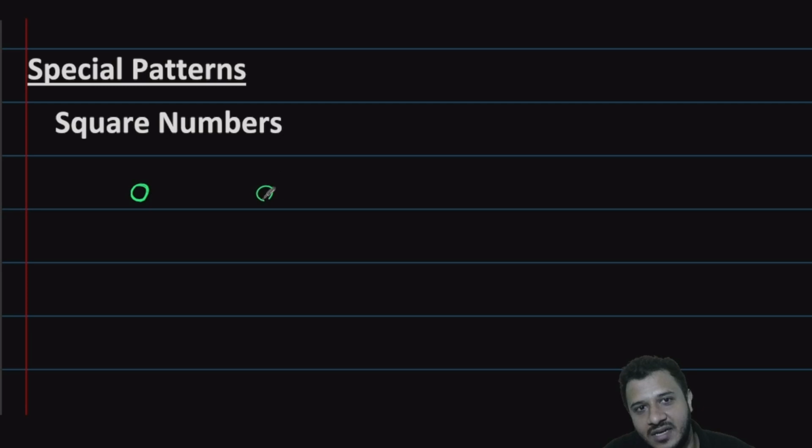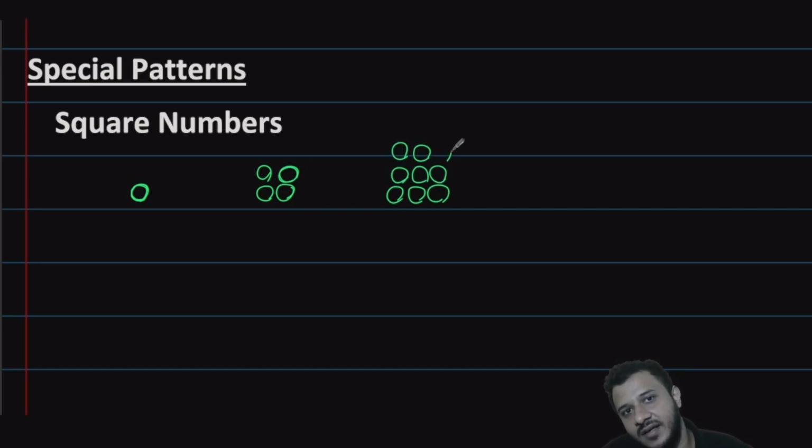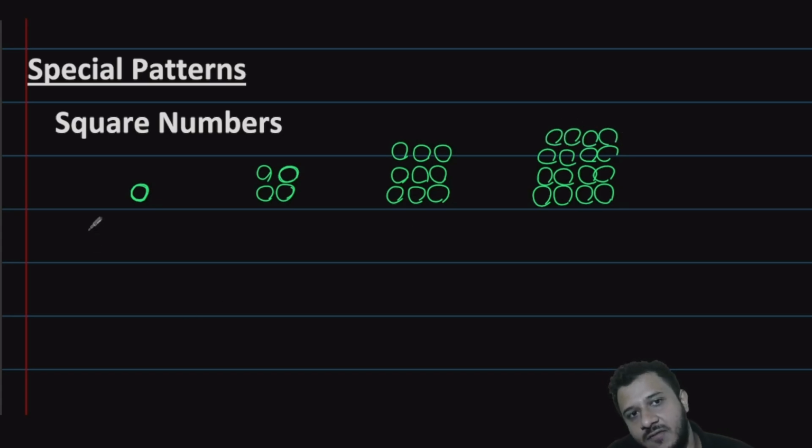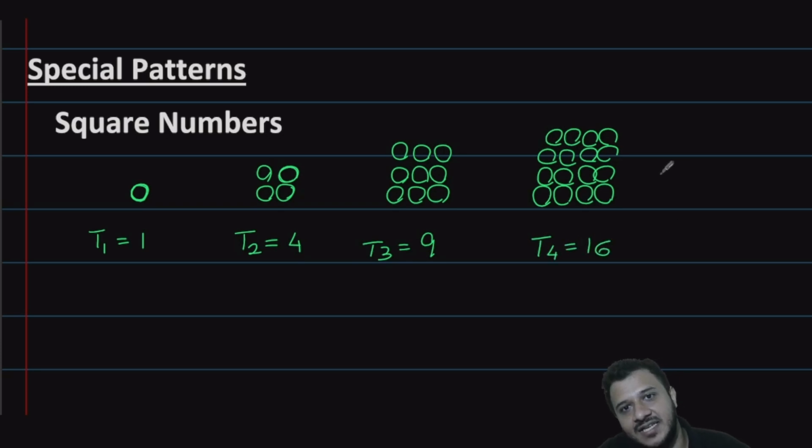1 by 1. The next square number is 2 by 2. The next square number is 3 by 3. And the next square number is what? 4 by 4. So if we have a look here, term 1 is 1. Term 2 is 4. Term 3 is 9. Term 4 is 16, like that. Something n by n will be term n equals what?